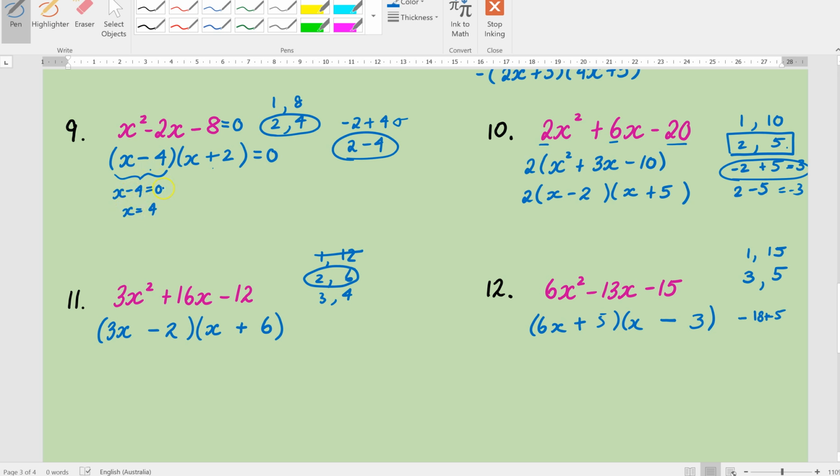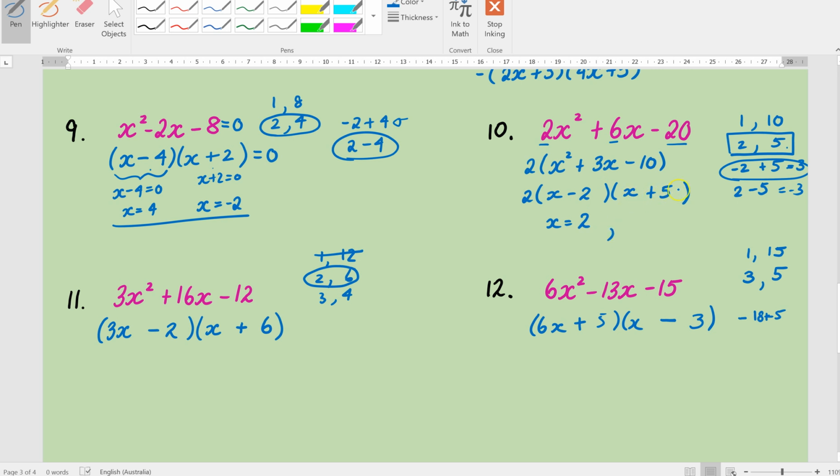Put the minus 4 on the other side. And I'm also solving this one, x plus 2 equals 0. Put the 2 on the other side, clearly x equals minus 2. So those are my two solutions. Pretty simple. Here, beautiful, that would be x take 2 equals 0, it has to be 2.